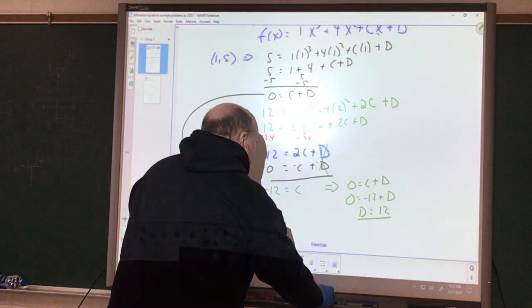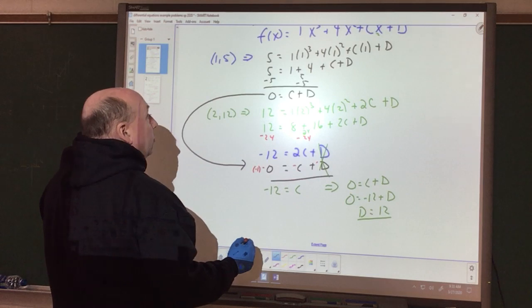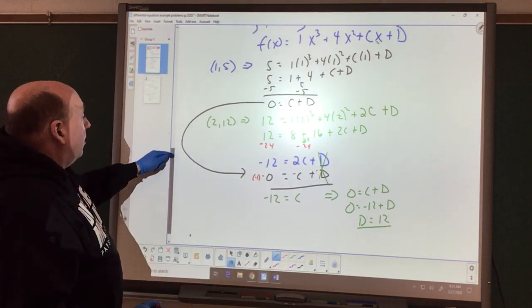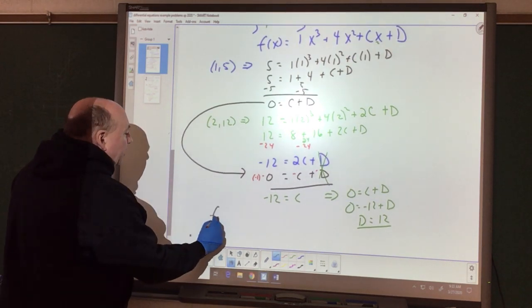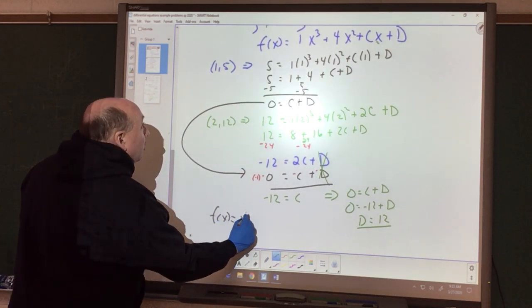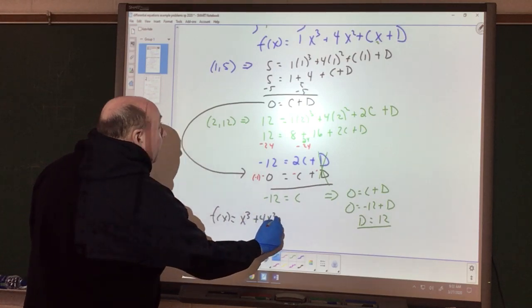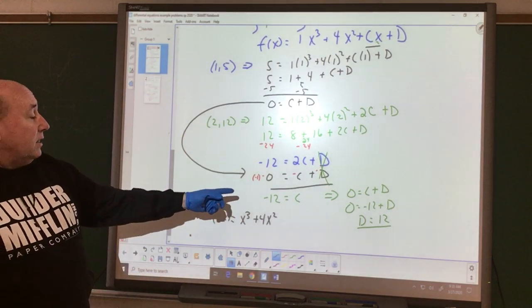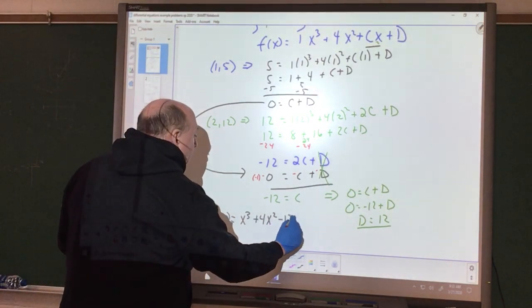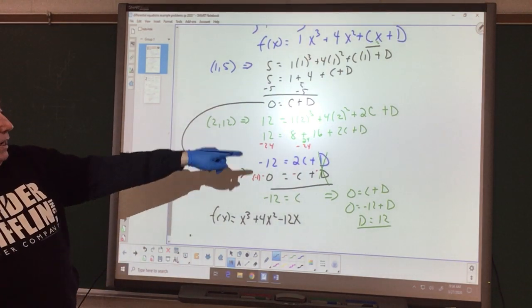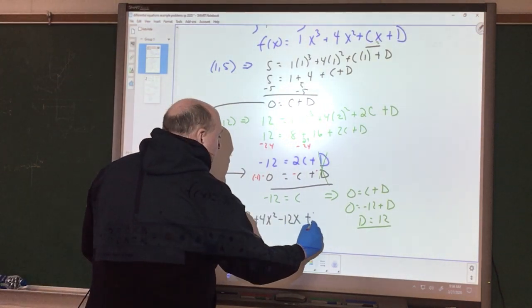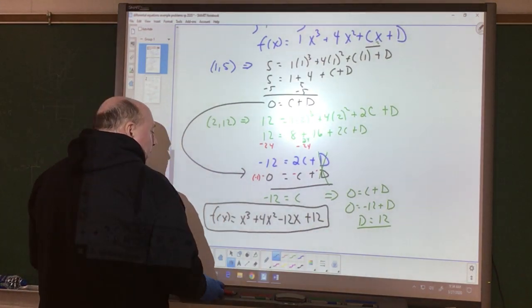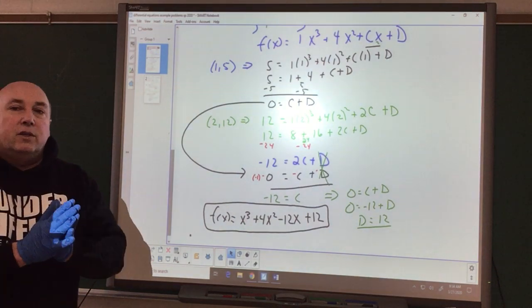So my function, going back to what I came up with, my function f of x is equal to x cubed plus 4x squared. Then we have c times x. C is negative 12, so we have minus 12x. And d we just solved for is 12. So this is my original function.